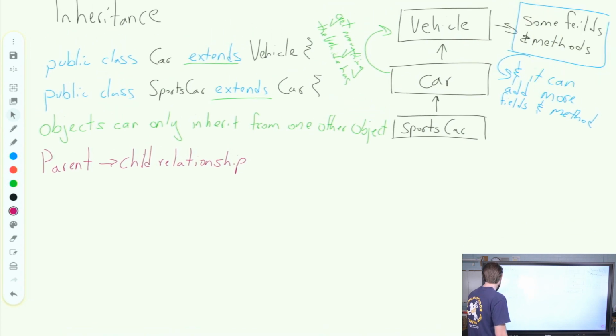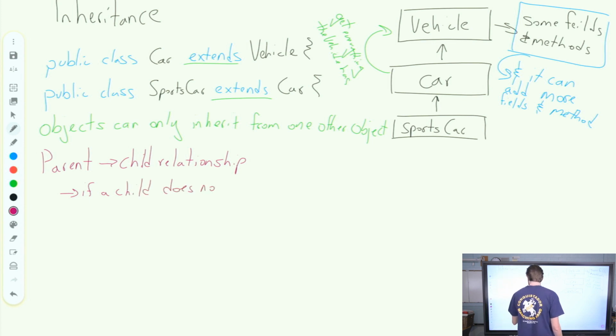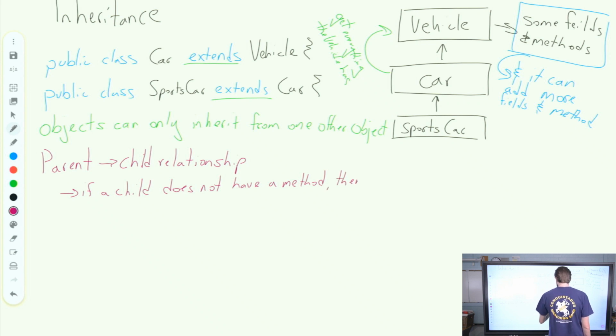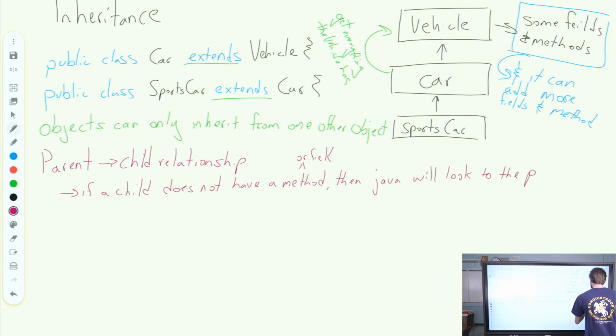If, and I'll add this into the notes here, if a child class does not have a method or field, then Java will look to the parent for that information.